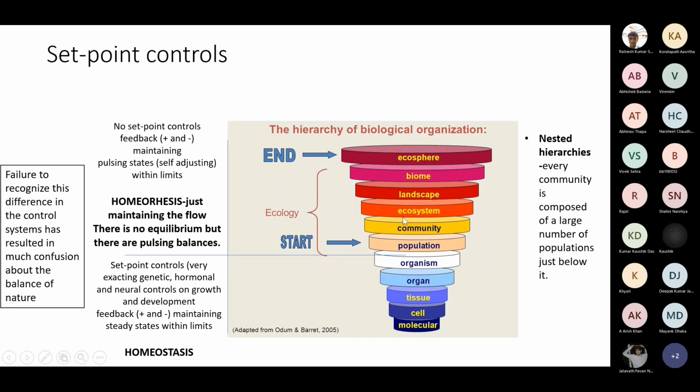So many of these systems, ecosystems, landscapes, the biomes, are called self-adjusting systems. They are called pulsing states. So they change from one pulse to another. However, everything operates within certain limits. So they are called pulsating states. They are not as exact as up to the organism level, and that is the reason we say that there is no set point control in the ecosystem.